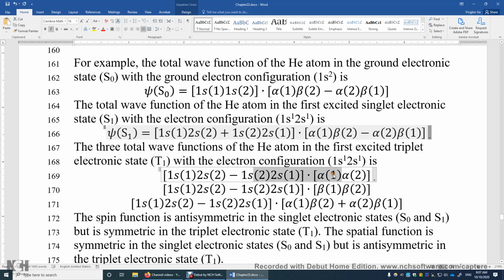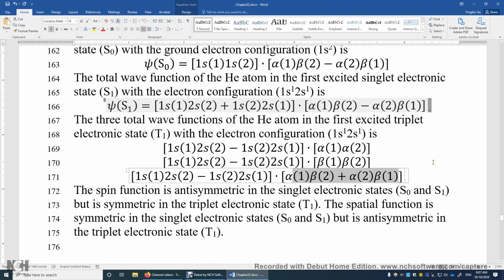In these 3 cases, you'll see the spatial function is antisymmetric. The spin function is symmetric. So if you swap 1 and 2, there's no difference. If you swap 1 and 2, beta 1 times beta 2 equals beta 2 times beta 1. Same thing here. If you swap 1 and 2, you'll get alpha 2 beta 1 plus alpha 1 beta 2. It's the same as alpha 1 beta 2 plus alpha 2 beta 1.